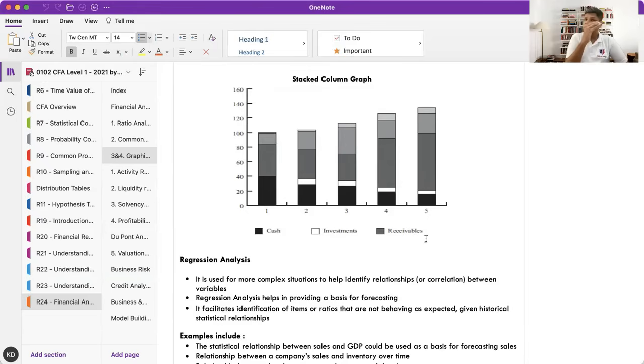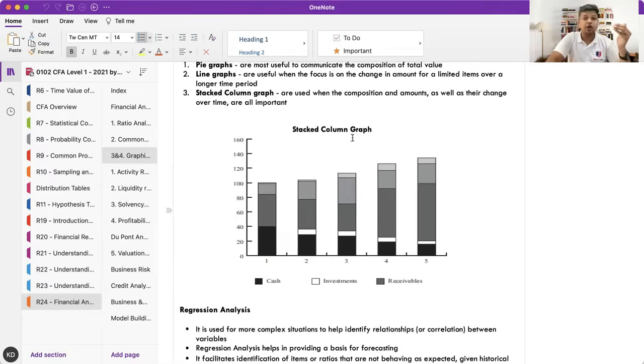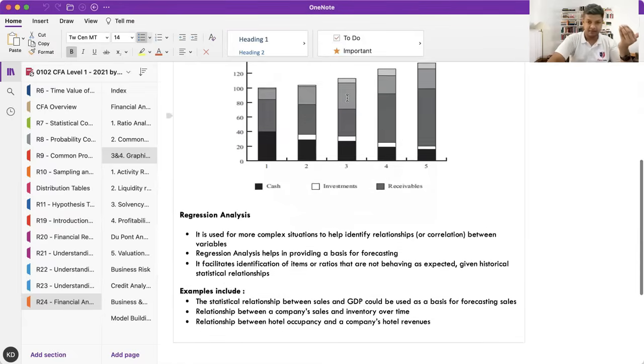You actually get the benefit of both the pie graph and the line graph. You also know the proportion of each component. See, in the stacked graph, in the first year you know the components of cash, investment, and receivables, right? And over the period, you can also see what the change has been. So a stacked column graph is used when you want to see the composition and amount, and the change over time. It is a very useful analysis, correct?